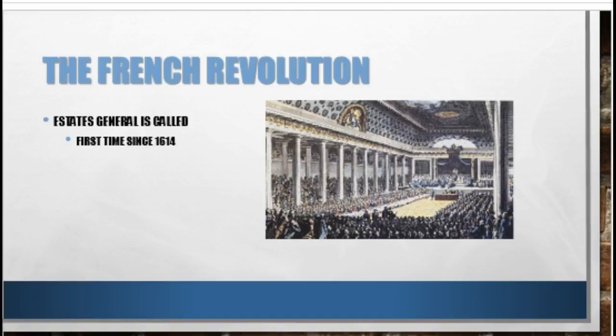Now, more than likely, many of the delegates from the three estates did not foresee the drastic changes that the next few years would bring, yet unforeseen actions and reactions to what was about to happen at Versailles would change, in fact, France and the rest of Europe and the world in many, many ways.